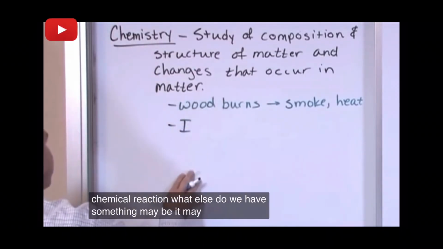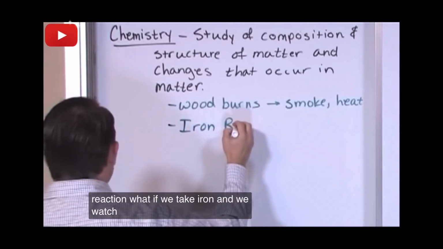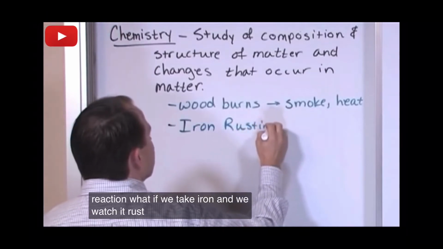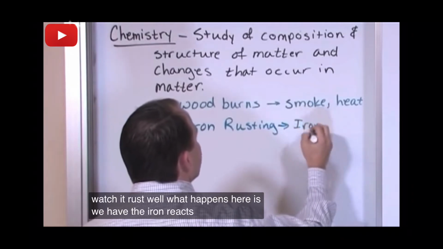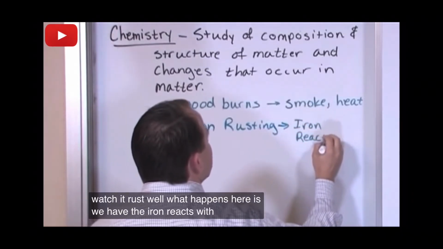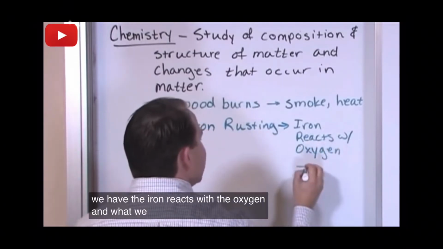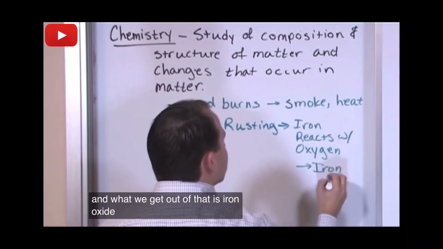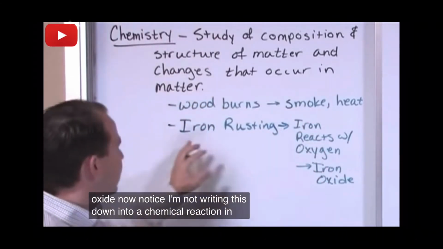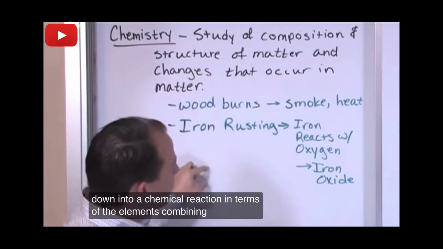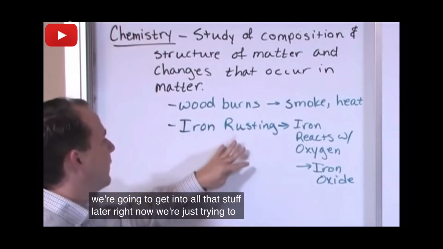That's a chemical reaction. What else do we have? Something maybe you may or may not have thought of as a chemical reaction. What if we take iron and we watch it rust? Well, what happens here is we have the iron reacts with the oxygen, and what we get out of that is iron oxide. Now notice I'm not writing this down into a chemical reaction in terms of the elements combining and giving you a chemical formula on the end. We're going to get into all that stuff later. Right now we're just trying to build the concepts.